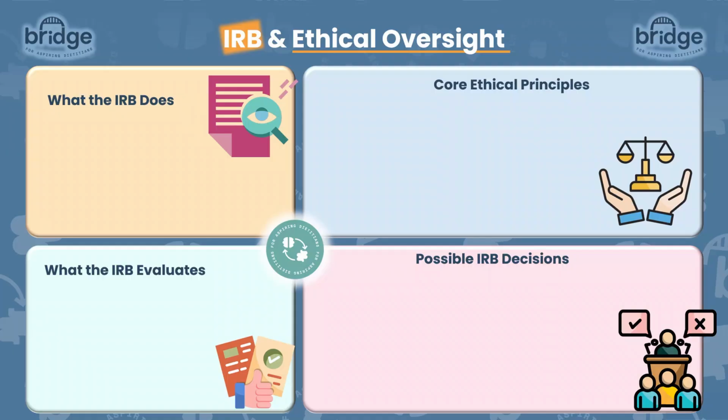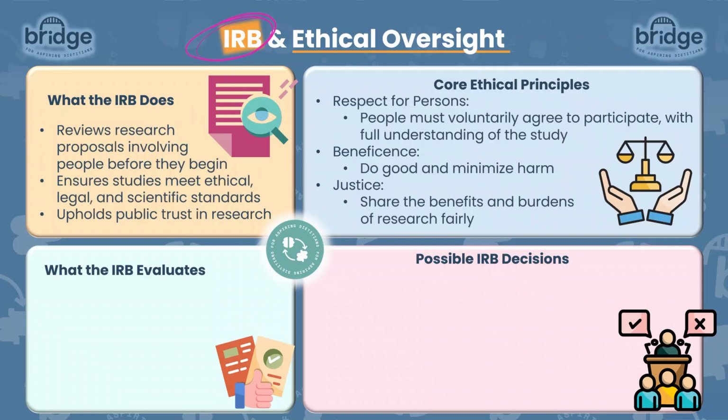These children never gave consent. Their families weren't told. These children were not treated as people, but as data points. Many suffered. Some died. This is why we have the IRB, the Institutional Review Board. It exists to ensure that research involving people is ethical, informed, and respectful. The IRB reviews studies before they start. It checks for potential risks, ensures participants know what they're agreeing to, and demands that researchers minimize harm.